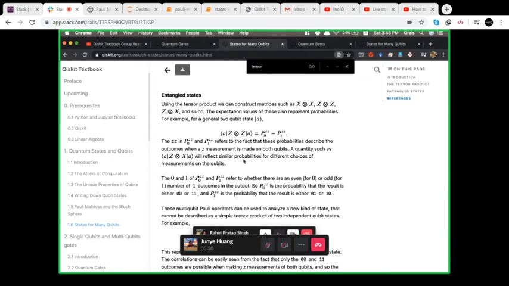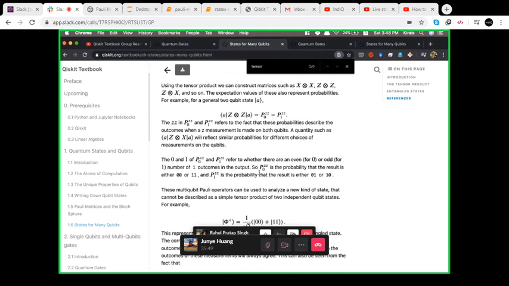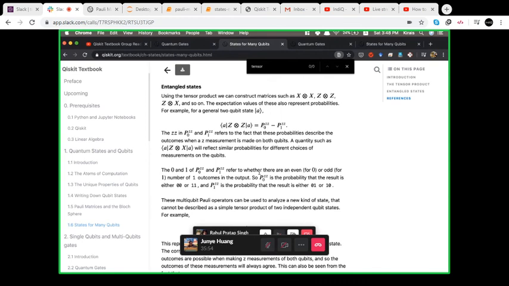Yeah, I got it. So you are saying that this is the expectation from one qubit, so what we are doing here is using two Z measurements on both the qubits, right? Yes. So this is the kind of result you will get in this part.